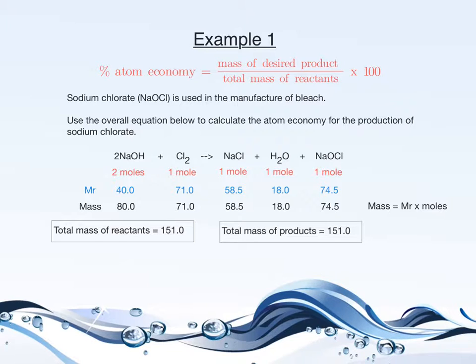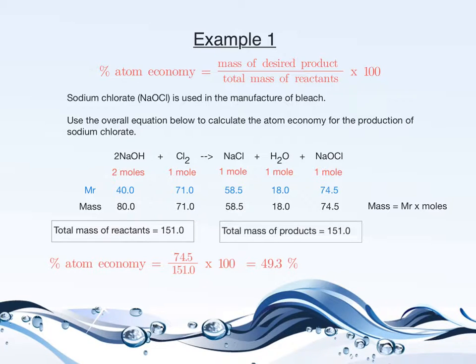We can now use the equation at the top of the page to work out our atom economy. So we take the mass of our desired product, which, if you remember, is our sodium chlorate. So this has a mass here of 74.5, and we can divide that by the total mass of our reactants, 151.0, and then multiply by 100. This gives us a percentage atom economy of 49.3%.